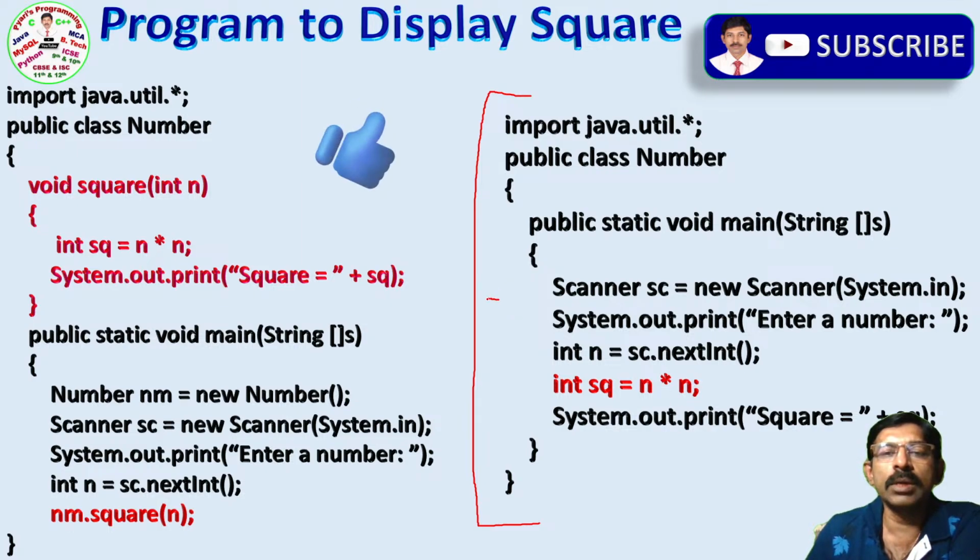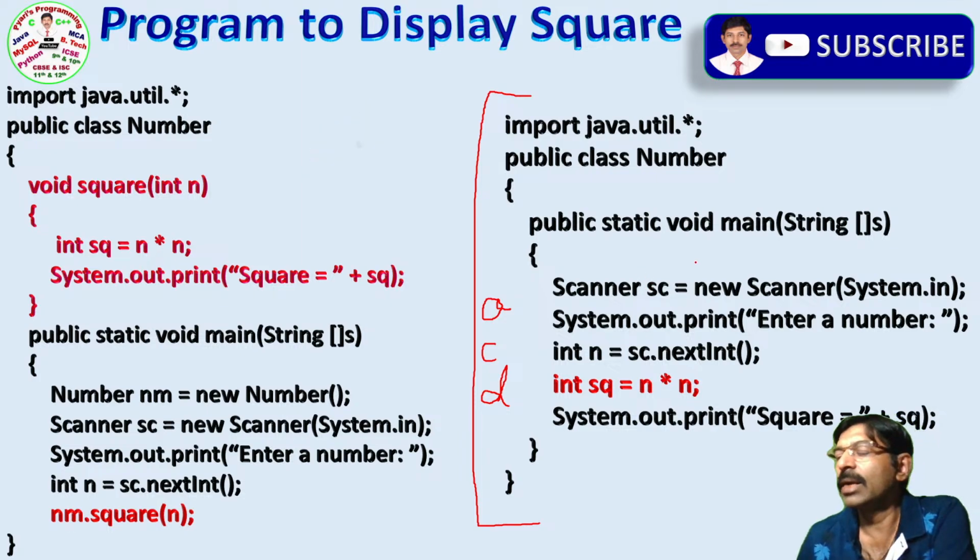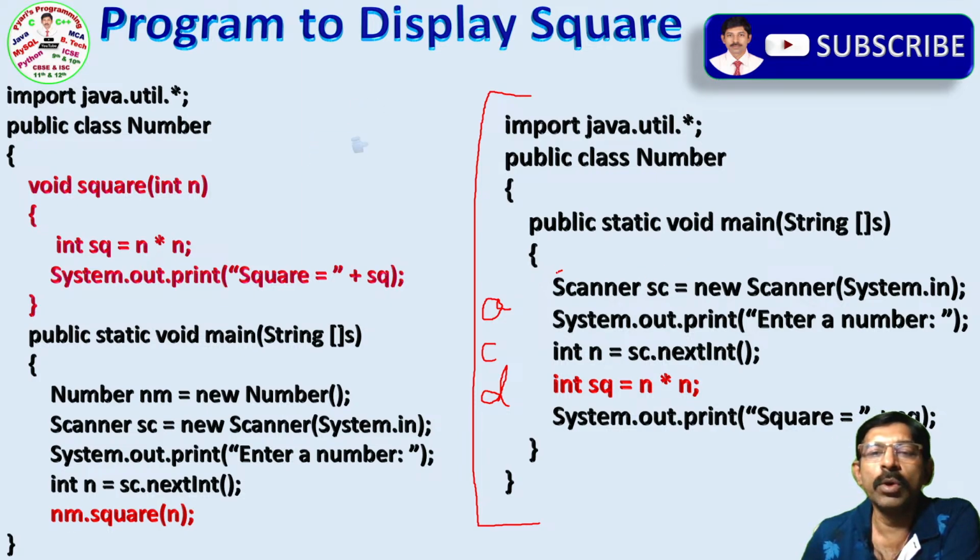Every method must contain your accept, calculation, and display. So inside this, what I am doing is known as your accept mechanism. This is known as your calculation mechanism. This is known as your display mechanism.